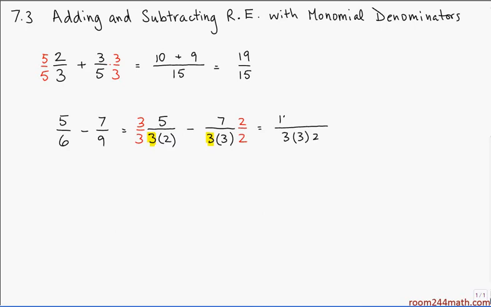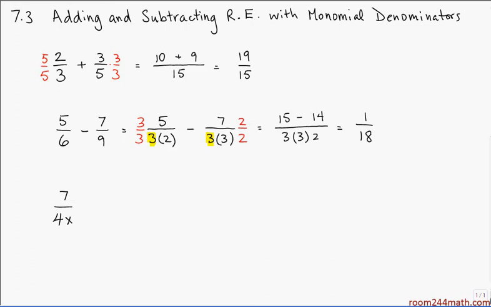So what are the numerators here? We have 3 times 5, which is 15, minus 7 times 2, which is 14. And so we end up with 1. And since we are writing this as a simple fraction, let's expand the denominator. 3 times 3 times 2 is 18. So we end up with 1/18. So this is essentially the technique we're going to follow for all these problems involving rational expressions. So let's take a look at a couple of examples.